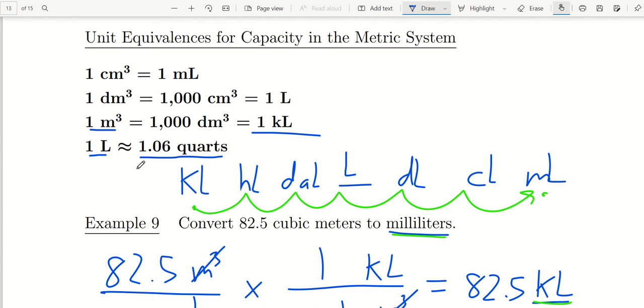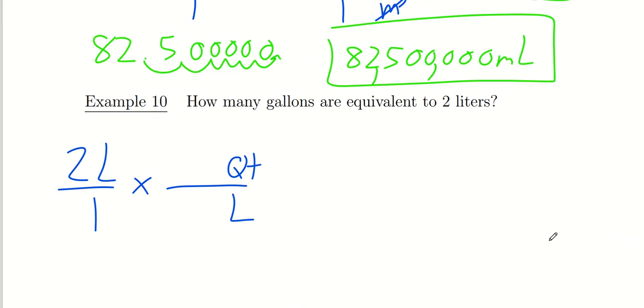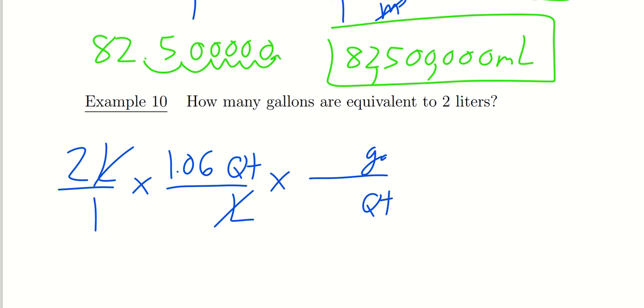So not exactly equal, but not too far off, right? A liter is almost a quart. Quart's just a tad bit smaller. So 1.06 quarts. The liters will cancel. And now this is a conversion we should know between quarts and gallons. There are 4 quarts in 1 gallon. So these cancel. And this will give us our final answer in gallons.